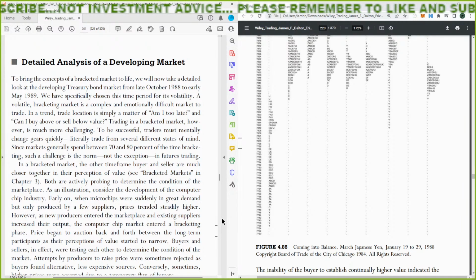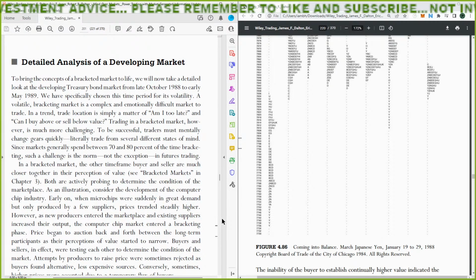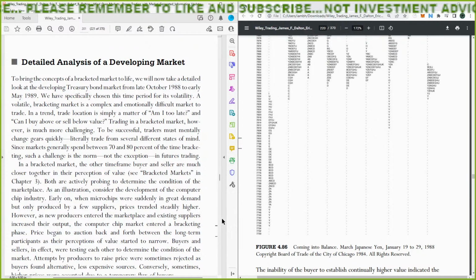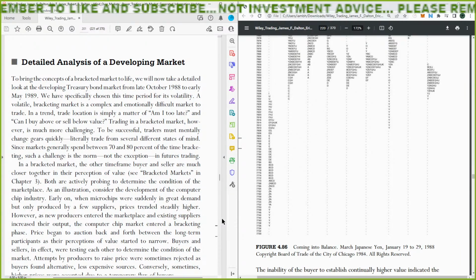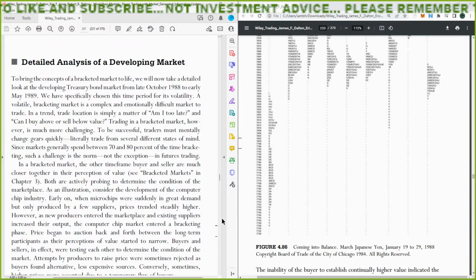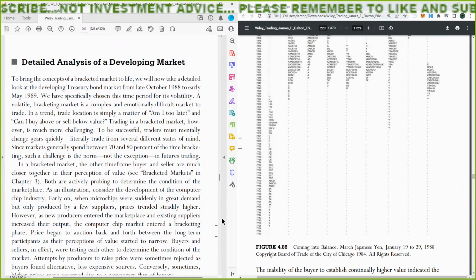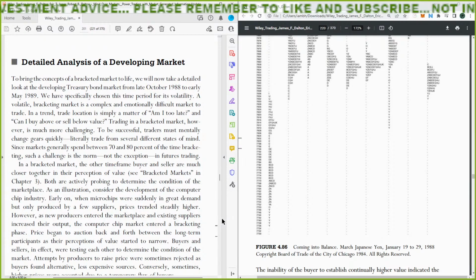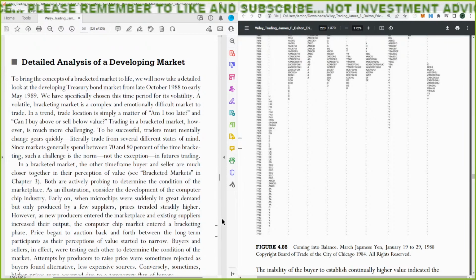A volatile bracketing market is a complex, emotional, difficult market to trade. In a trend, trade location is simply a matter of: am I too late, and can I buy above or sell below value? Trading in a bracketed market, however, is much more challenging. To be successful, traders must mentally change gears, literally trading from several different states of mind. Since markets generally spend 70 to 80% of time bracketing, such a challenge is the norm, not the exception.